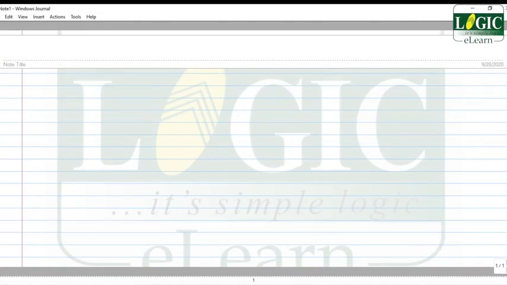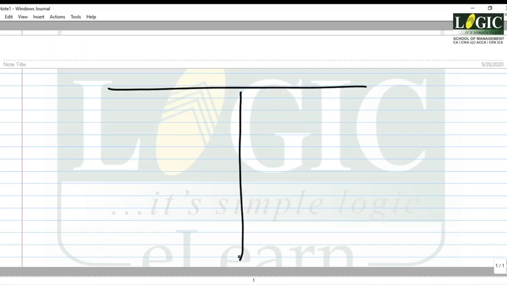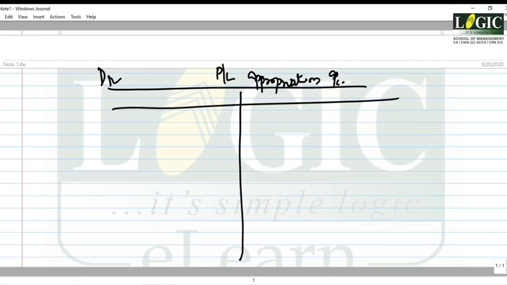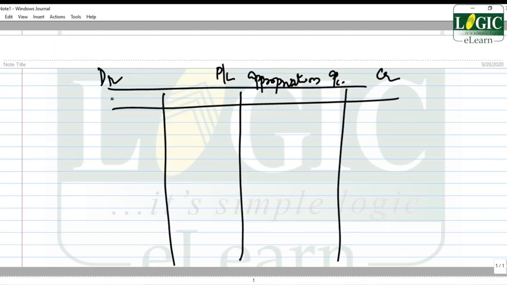So the question is how to solve. Keep it in mind always: this is an appropriation account, which is a continuation or an extension of the profit or loss account. Hence, the format for the profit or loss account is applicable for the profit or loss appropriation account. You will start with the net profit revealed by the profit or loss account. Hence, the columns are the left-hand side, the debit side, and the credit side.